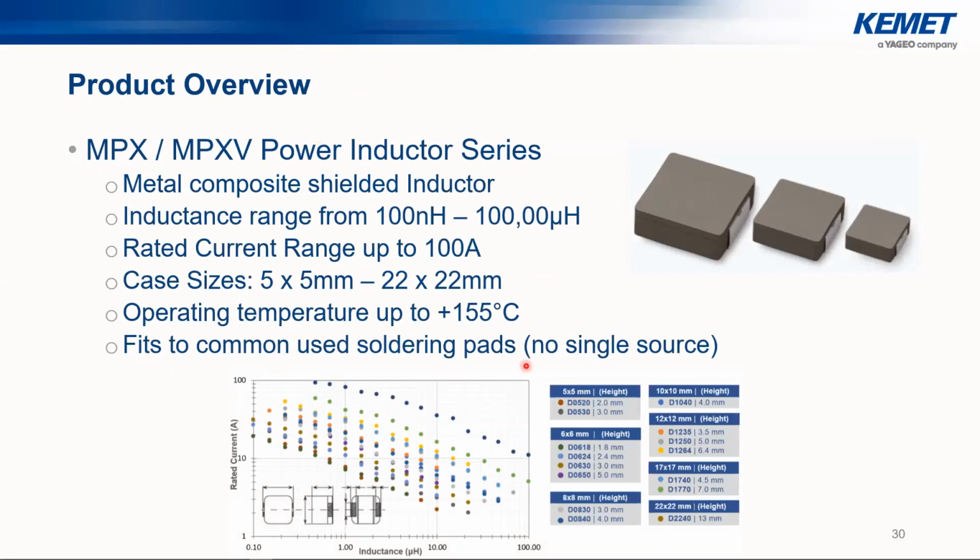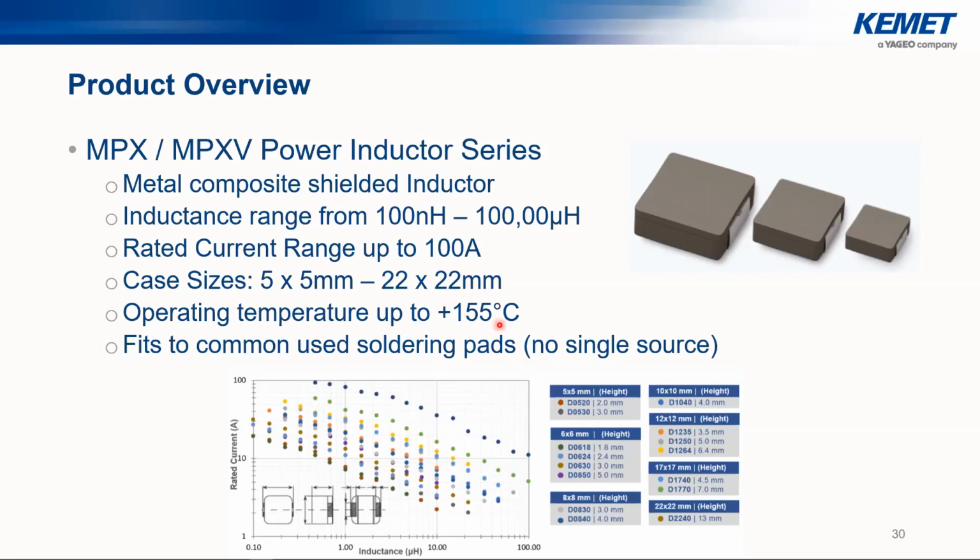So here you are not single source. It does not only look like the competitor items, it's nearly the same. And here we have a nice inductor range from 100 nanohenry to 100 microhenry. We can give you 100 amps, standard case sizes from 5 by 5 millimeters up to 22 by 22 millimeters. And the operating temperature is something unique, 155 degrees. I would tell you now we have found a secret at Camet, but two slides ago I told you something different.